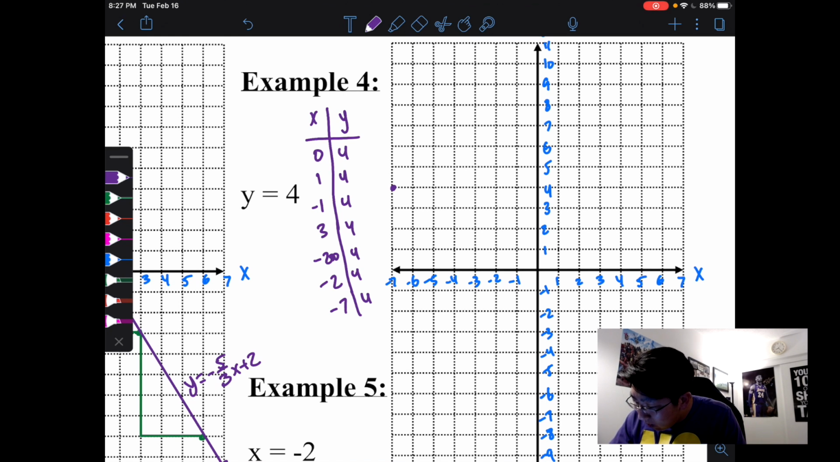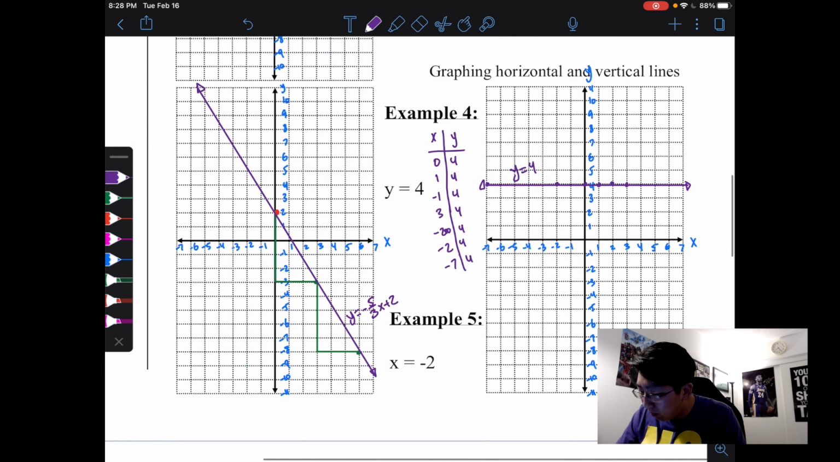Negative 7, 4 is right here. 0, 4 is right here. 1, 4 is right here. 2, 4 is right here. 3, 4 is right here. Negative 2, 4 is right here, and here I have a line where y equals 4. This is y equals 4.